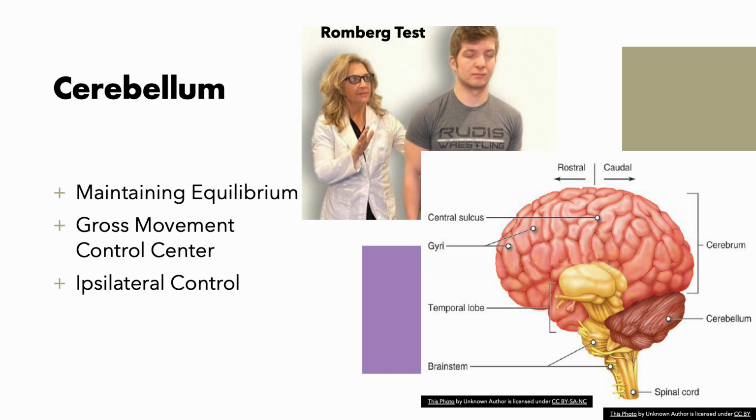Each hemisphere of the cerebellum has ipsilateral control, so same side of the body. Problems with the cerebellum can lead to ataxia, which is uncoordinated and inaccurate movements. And the Romberg test is important for detecting deficiencies in cerebellar functioning.